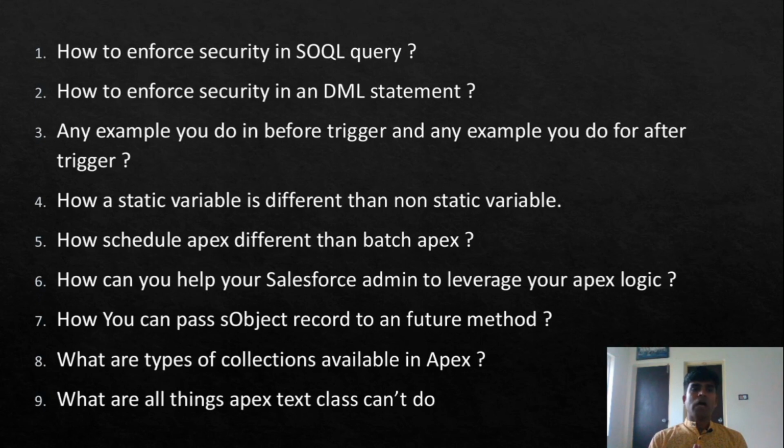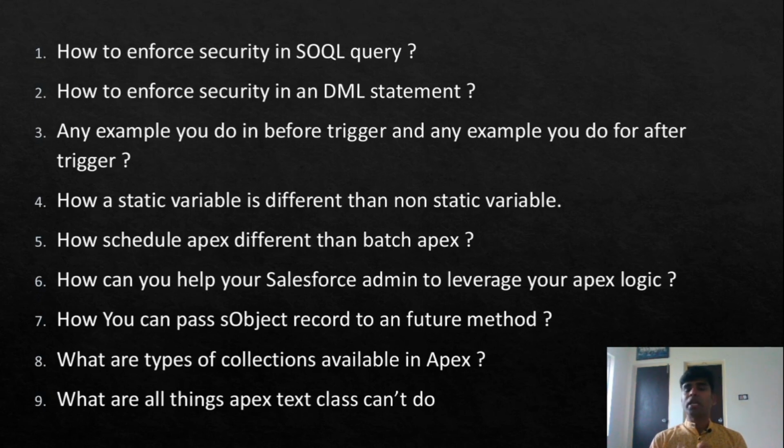Seventh question. How can you pass an sObject record to a future method? Generally, a future method accepts only primitive data types. Non-primitive data types like an sObject list cannot be passed to a future method. But if you really want to pass something, you have only one option: serialize. You can serialize an sObject and pass it as a string, and inside the future method, you can deserialize it again.